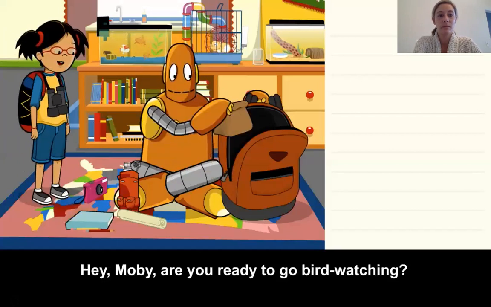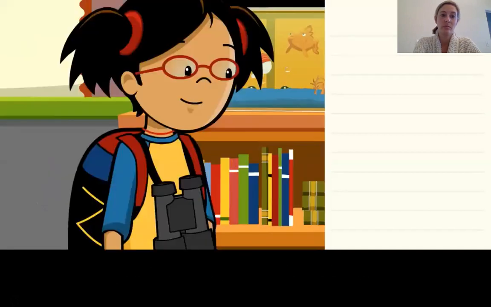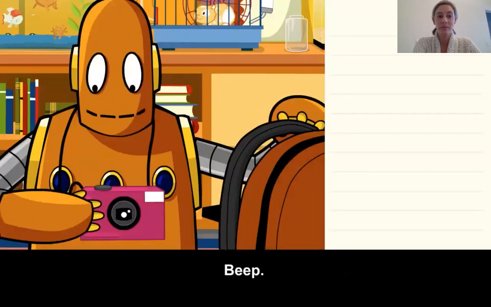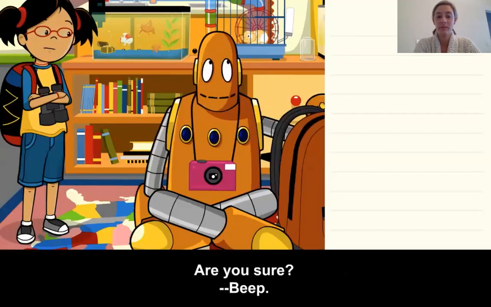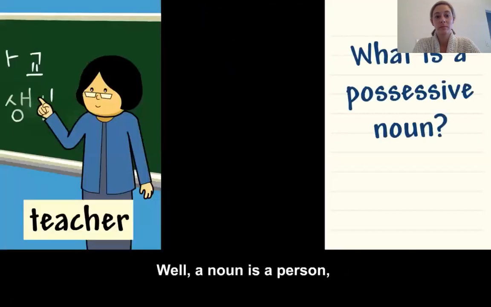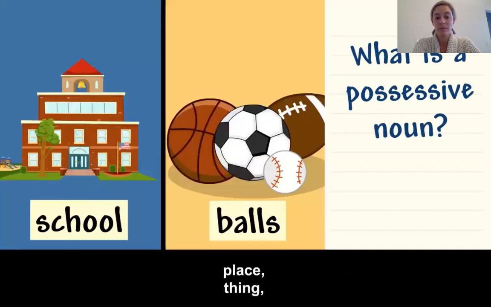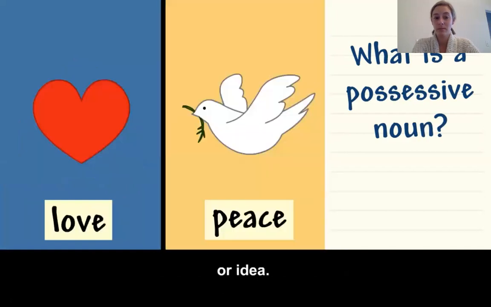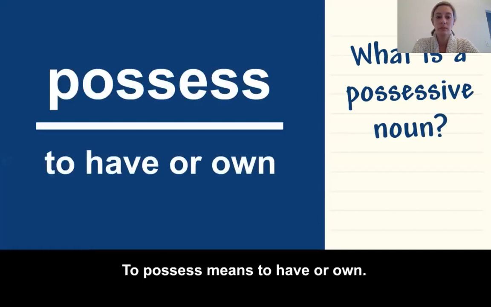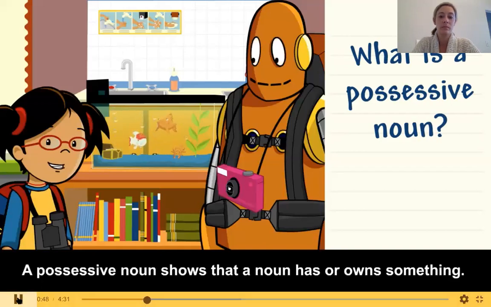Hey Moby, are you ready to go bird watching? Hey, is that Mia's camera? Are you sure? What is a possessive noun? Well, a noun is a person, animal, place, thing, or idea. To possess means to have or own. A possessive noun shows that a noun has or owns something.